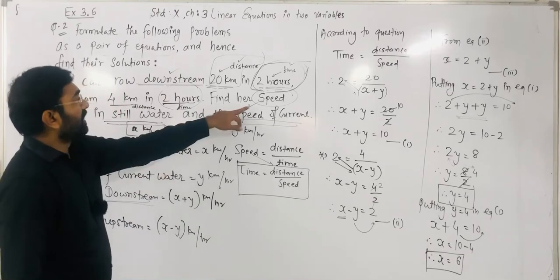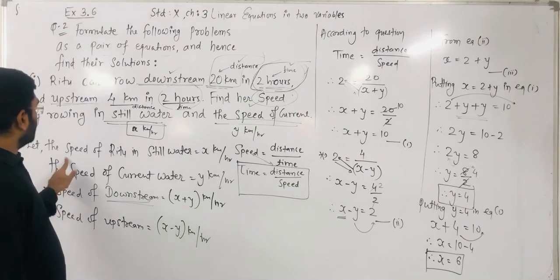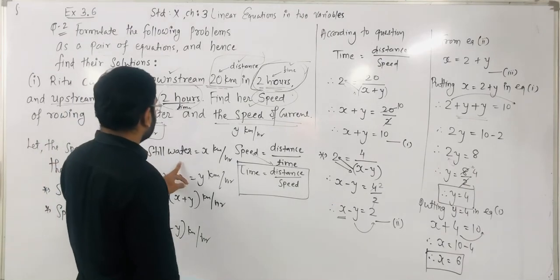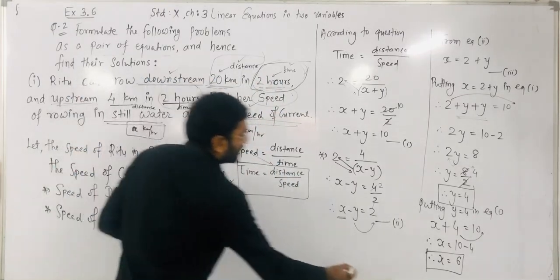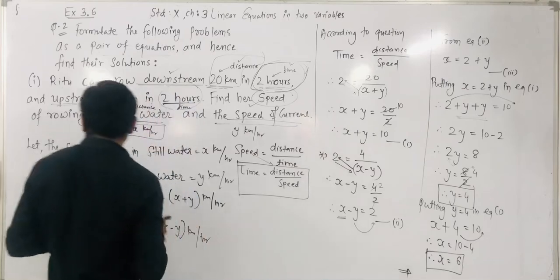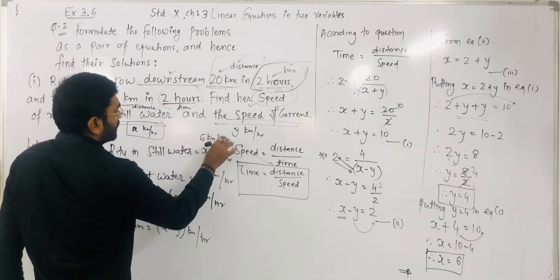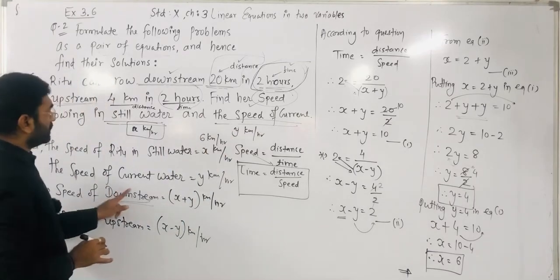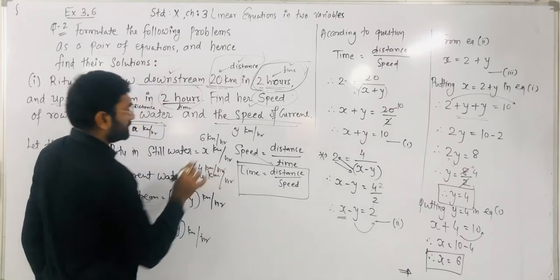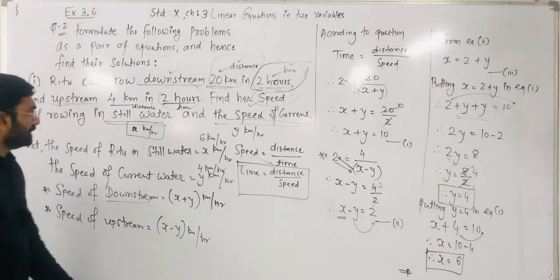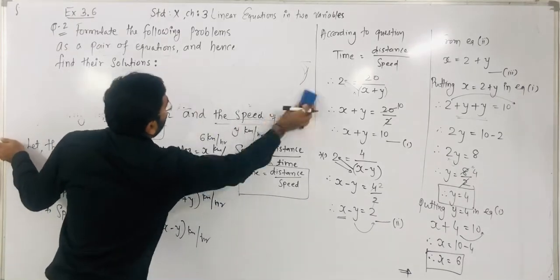Now as per the question, we have to find the speed in still water and the speed of the current. We defined the speed of Ritu in still water as x km per hour. So here is the answer, and you have to write the statement: the speed of Ritu in still water is 6 km per hour and the speed of the current is 4 km per hour. That is our answer. So it is very easy. That way you have to solve. Now we have to solve question number 2.